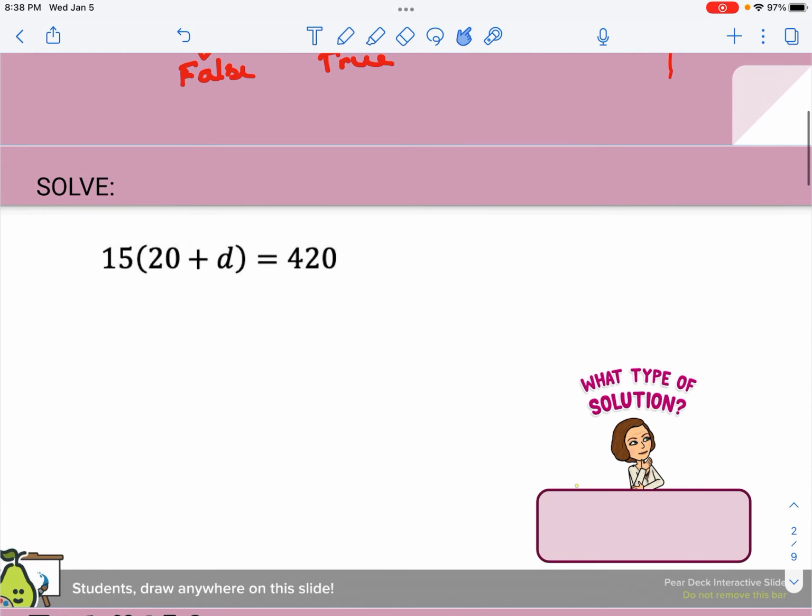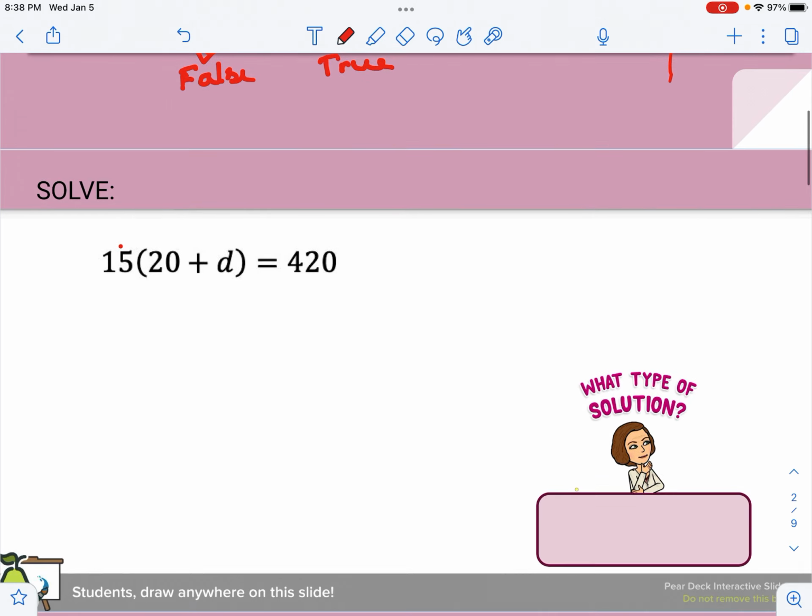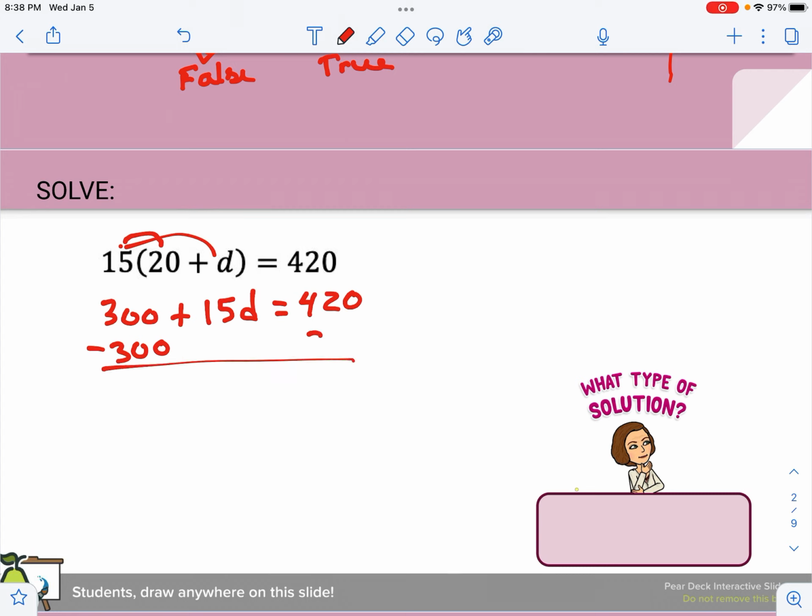So let's solve the first one to see what D actually equals. I have parentheses, so I'm going to do the distributive property. I'm going to get 15 times 20, which is 300. 15 times D, which is 15D, equals 420. I'm going to subtract 300 from both sides and get 15D equals 120. I'll divide by 15. I get D equals 8.